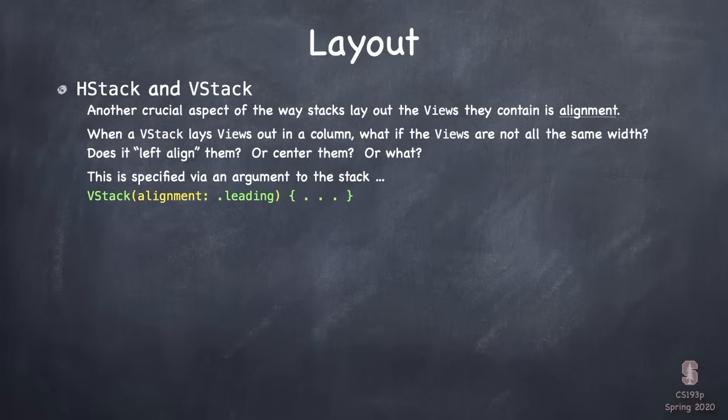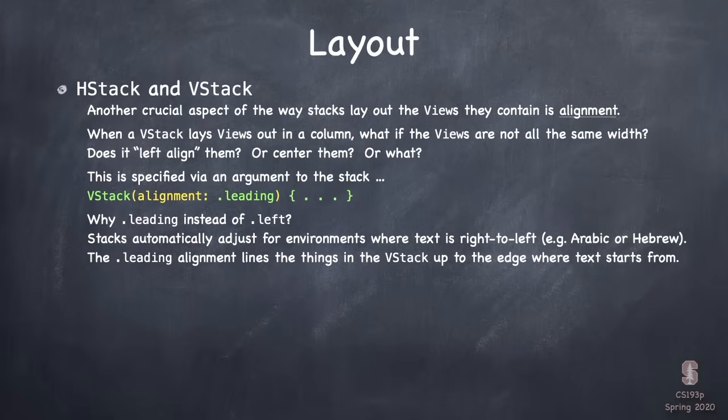Well, there's actually an argument to VStack and HStack. We already know that VStack and HStack have the argument spacing, which determines the spacing between the views. It also has another argument, alignment. Okay, and alignment takes an alignment guide as its argument. And one of the alignment guides, for example, is leading. Now, why leading here instead of left? Or if I want this VStack to have all the views be left aligned, why don't I say .left? And in fact, there's no such thing as .left.